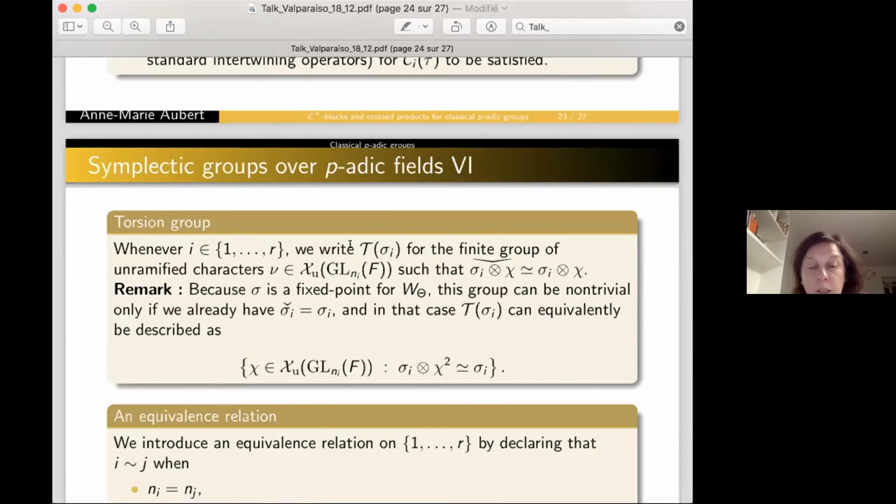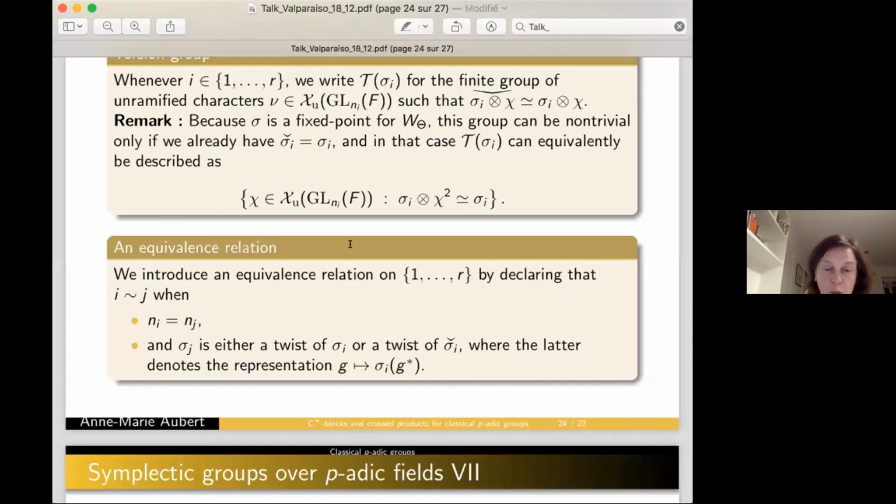Okay, so we will need the torsion group of the representation of GL_n, so just the group T(sigma_i), which is a finite group of unitary unramified characters chi such that, if you consider the check of sigma_i tensor chi, it is equivalent to sigma_i tensor chi. We can reformulate it to have an easier description, which is the set of unitary unramified characters chi such that sigma_i tensor the square of chi is equivalent to sigma_i. We can also introduce an equivalence relation on the set of numbers 1 to r by saying that i is equivalent to j if the blocks have the same size, and if sigma_j is either a twist of sigma_i or a twist of its dual.